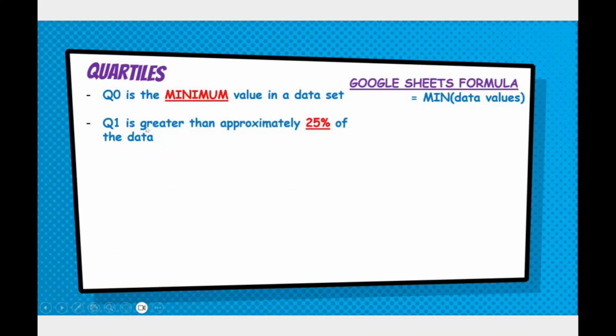And then Q1. How we would interpret this is whatever our Q1 value is, that is greater than approximately 25% of the data values. And we would type in equals quartile, select our data range, and then we would have a comma, and then we're going to type in the number 1 for quartile 1.